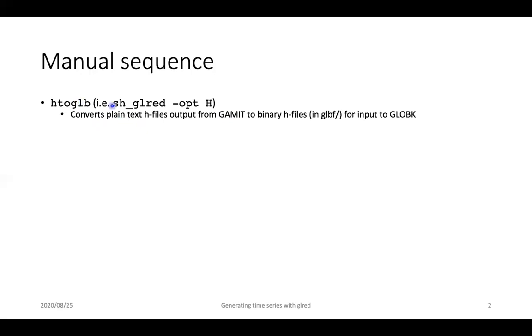This could also be used for other types of input, such as SINEX files that you may have received from other people. SINEX would be software independent exchange or solution independent exchange, which means that the file that we read into GLOBK doesn't have to have come from GAMIT, as long as it's got the appropriate information within it. We usually do this conversion in the glbf directory, which is standard. You can choose whatever you want, but that's the way that we conventionally do this process.